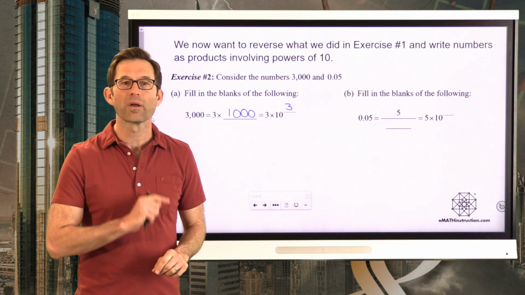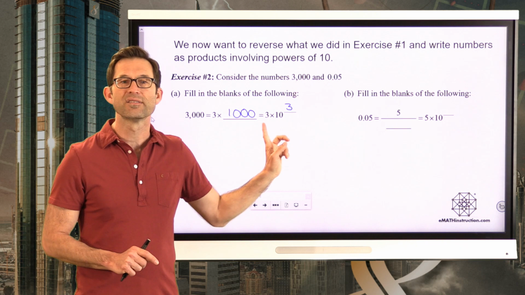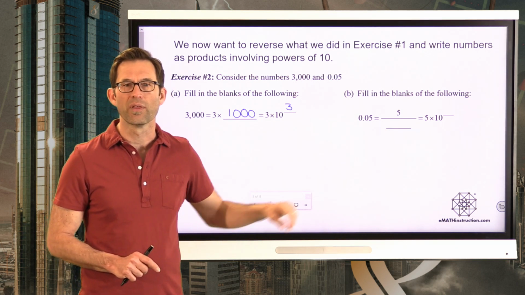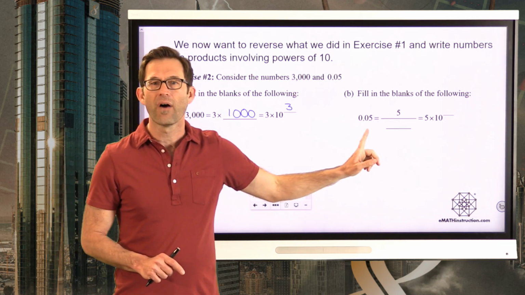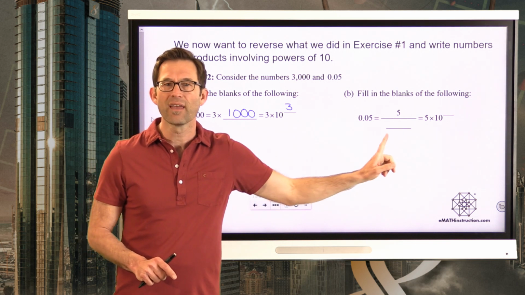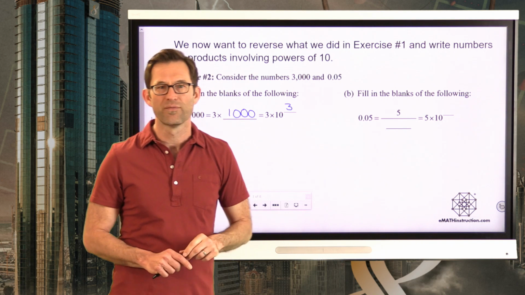Today's lesson, I want to go in the opposite direction, which is to take a number like 3,000 and write it as 3 times 10 to the third. Now, that's not too bad with a number like 3,000. This is a little bit more challenging, right? Here, I have 5 100ths. Now, see if you can fill in the blank down here in the denominator and then the blank up here in the power of 10.